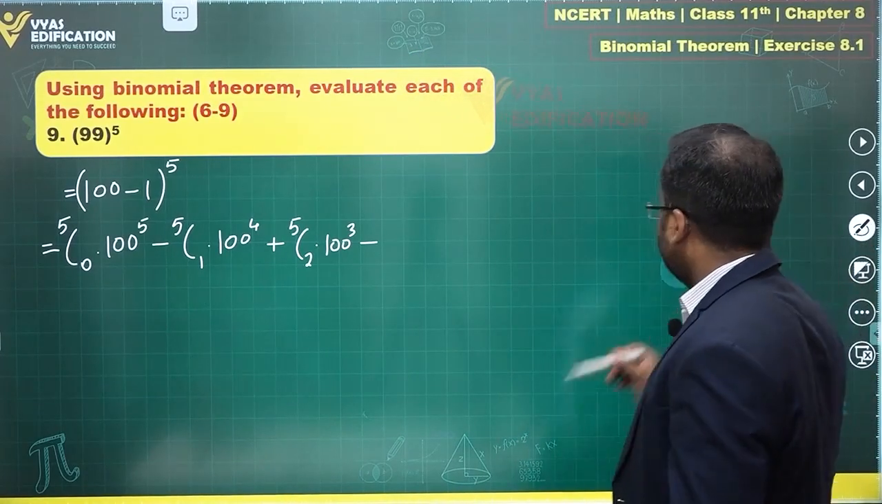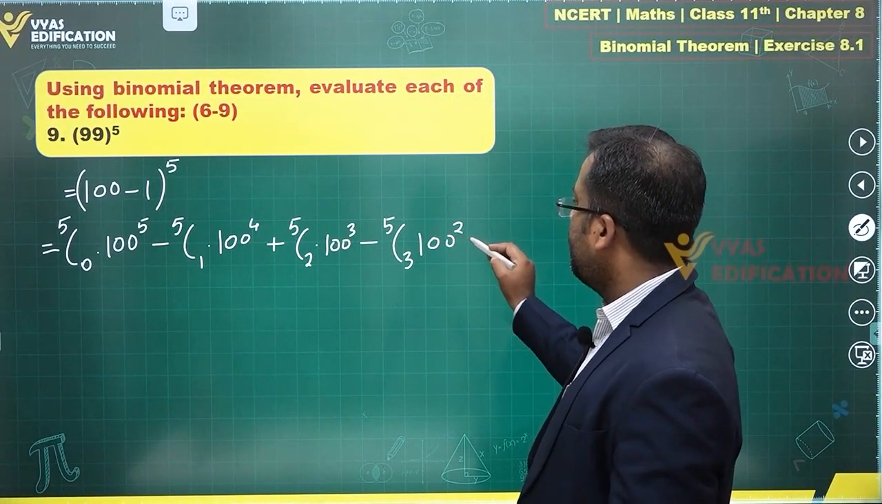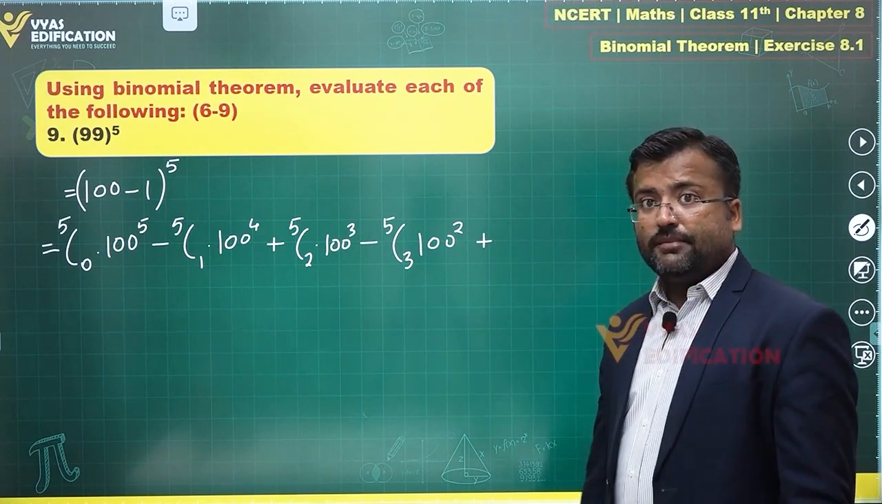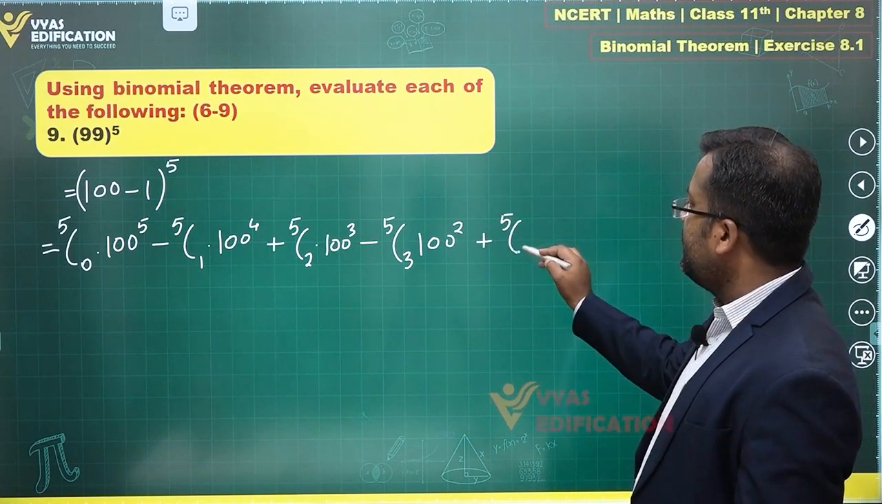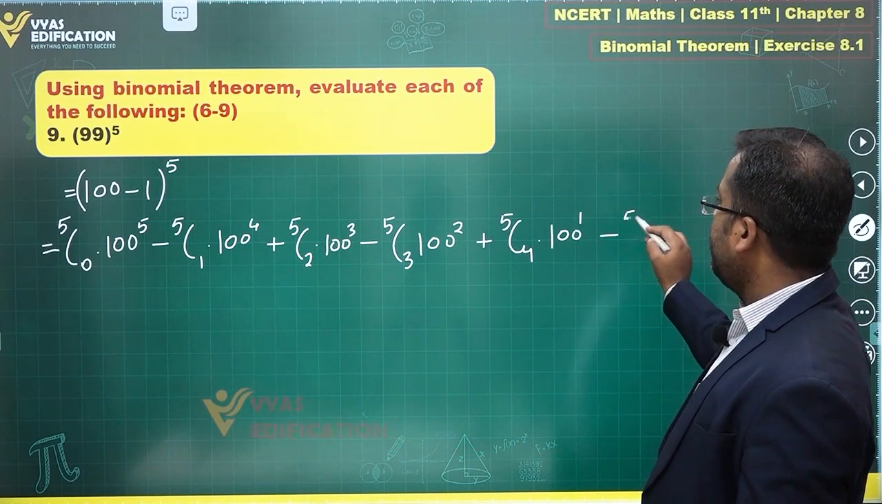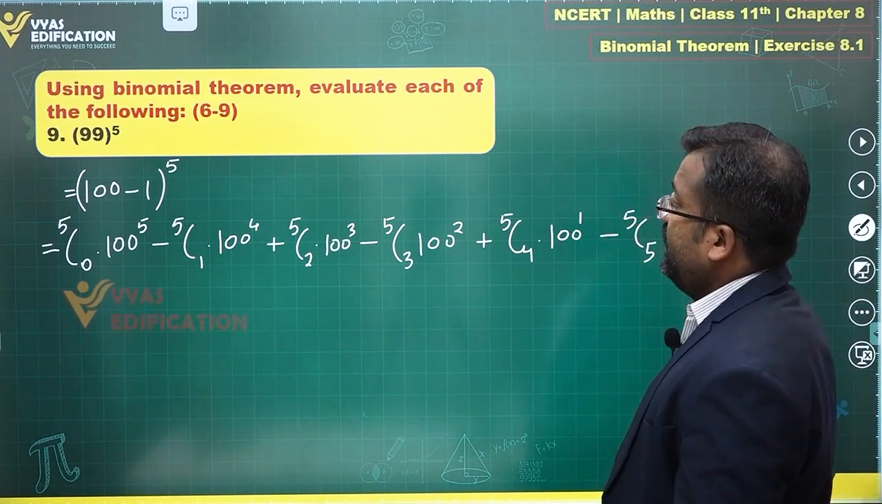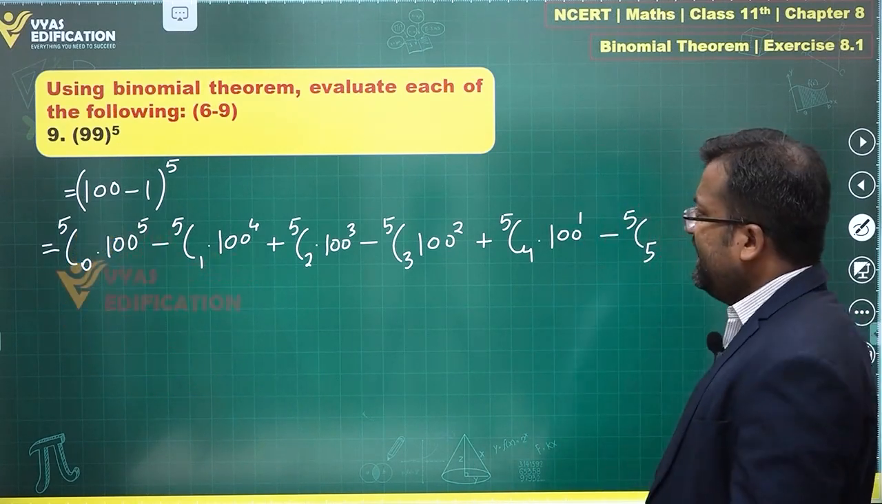So what you get is this. This becomes 5C3, 100 power 2, plus alternate plus minus, right? Next term will be 5C4 times 100 power 1 and 5C5 times this. Right. That's what you get. Is there anything else? No.